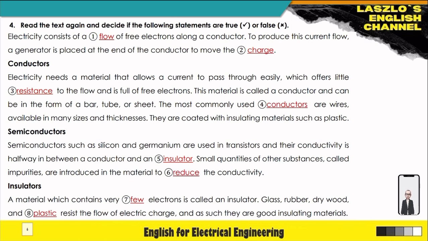Semiconductors. Semiconductors such as silicon and germanium are used in transistors, and their conductivity is halfway between a conductor and an insulator. Small quantities of other substances called impurities are introduced to the material to reduce conductivity. And finally, insulators. A material which contains very few electrons is called an insulator. Glass, rubber, dry wood, and plastic resist the flow of electric charge and as such are good insulating materials.